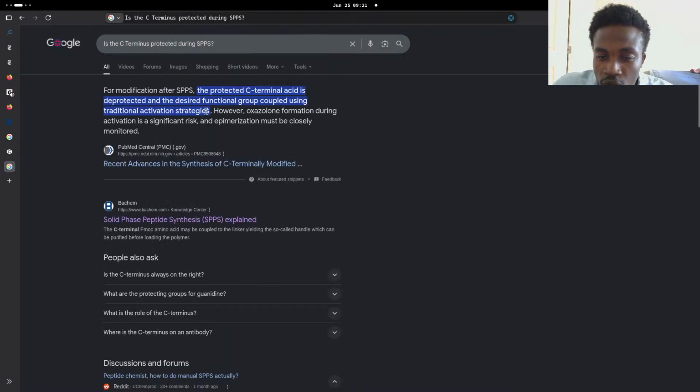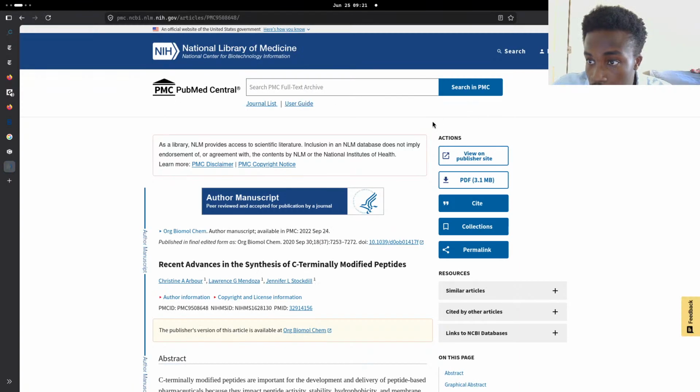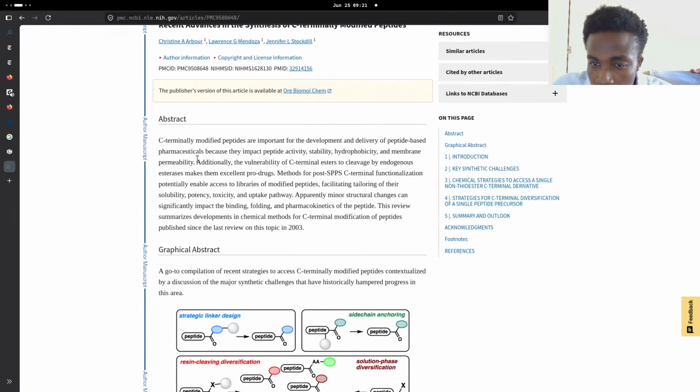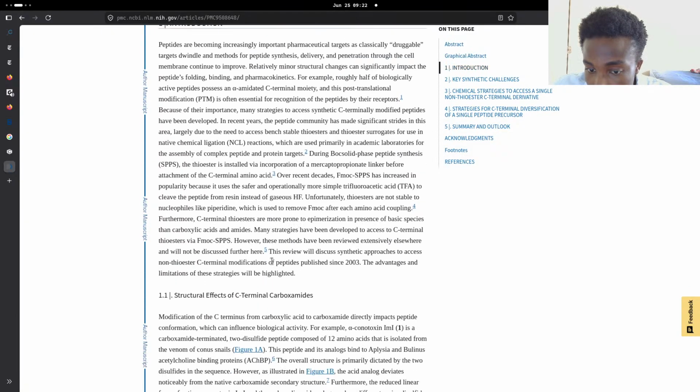It's deprotected. Okay, what are we deprotecting? C-terminal, okay, so peptide, blah, blah, blah. Okay, what is this? Genuinely, what is this?